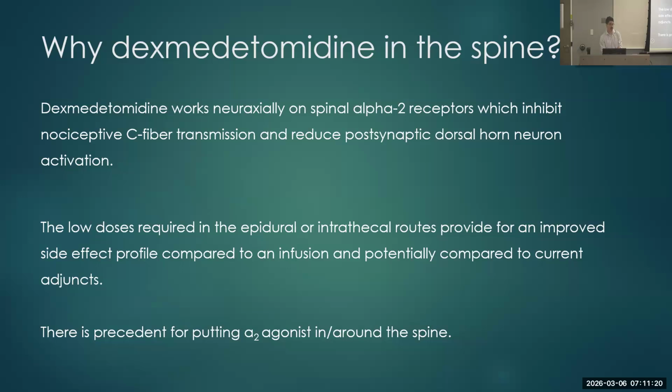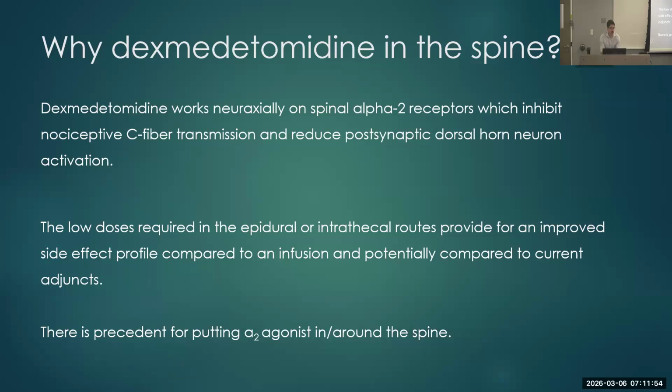There are central and peripheral alpha-2 receptors that it's going to be working on. When we give it neuraxially, it's focusing a little bit more on a lot of those central ones, and they tend to be the ones that are a bit more focused on pain. So as you can see here, this very smart sounding sentence, how it inhibits nociceptive C fiber transmission, reduces postsynaptic dorsal horn neuron activation. I've taken this from some very wise sounding papers. I will be taking no questions on the physiology of that. Thank you.